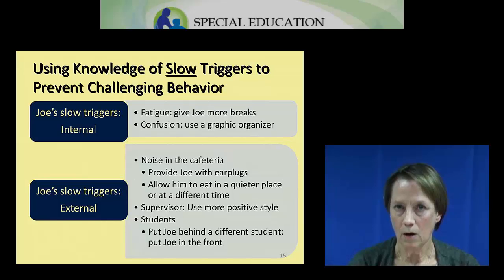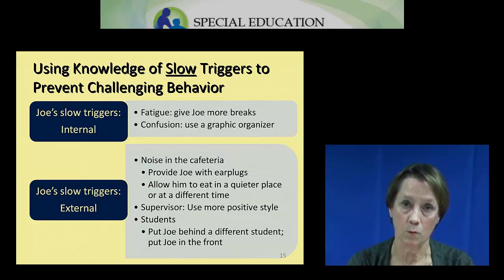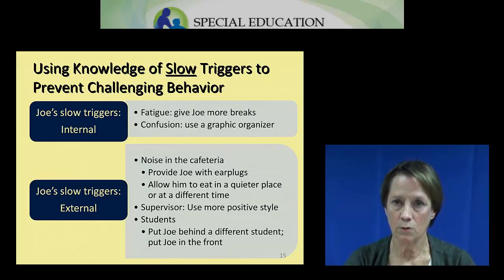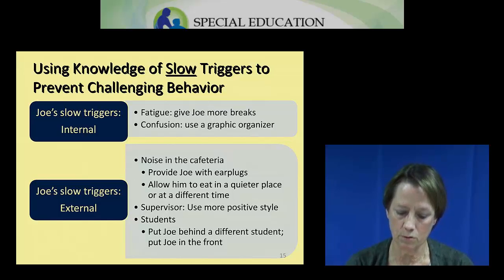So now we want to think about how we use the information that we've learned about triggers to prevent challenging behavior from occurring. So first of all, if we think about Joe's internal slow triggers, we can think about fatigue. Maybe we give him more breaks. Maybe he's confused and we use a graphic organizer for him. In looking at external slow triggers, now maybe we're going to reduce the noise in the cafeteria by putting earplugs in Joe's ears. Maybe we're going to allow him to eat in a different place. We encourage the supervisor to use a more positive style. Or maybe we put Joe behind or in front of a different student.